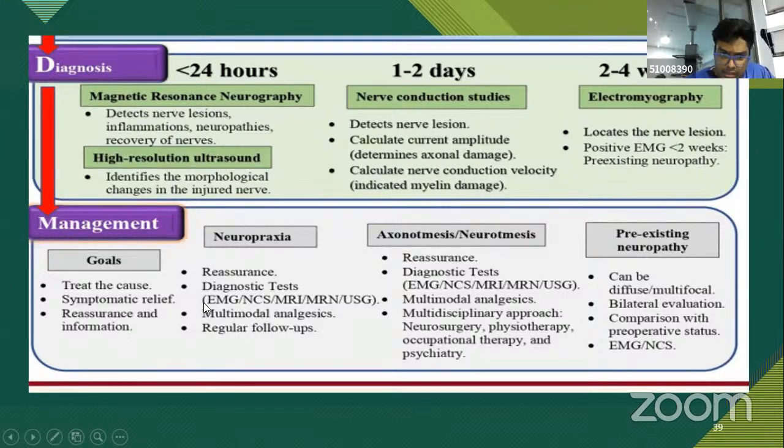Now, how to manage? You treat the cause, you involve multidisciplinary symptomatic relief, and you reassure and inform the patient about the follow-up, which is very, very important with patients who come with nerve injury. Multimodal analgesia, regular follow-up, and a multidisciplinary approach, so physiotherapy and everything that we do.